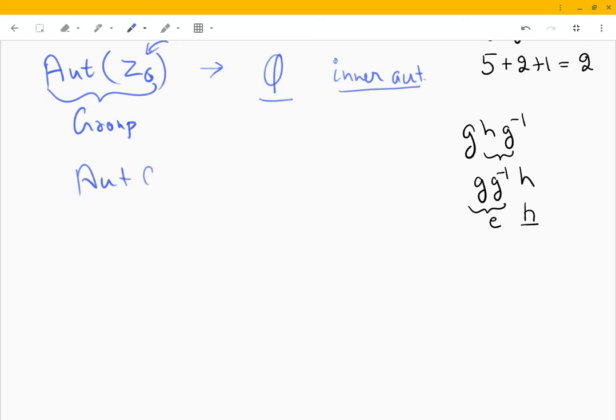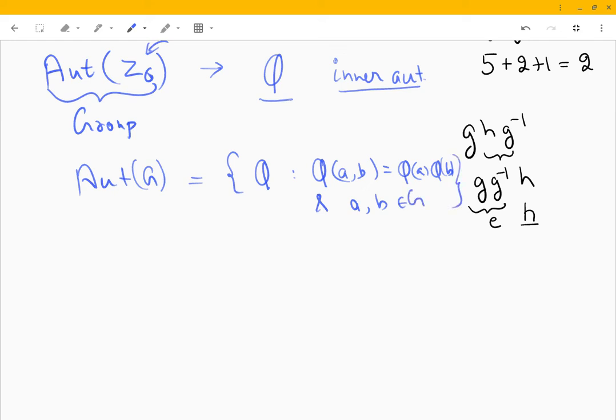Aut G is the set of all phi such that phi is an isomorphism from G to itself. Again, the collection of all the isomorphisms. That means one-one onto homomorphisms. This is the definition of automorphism.